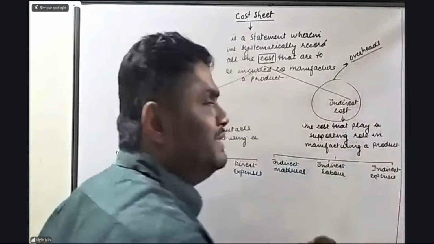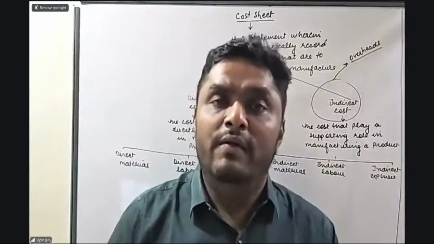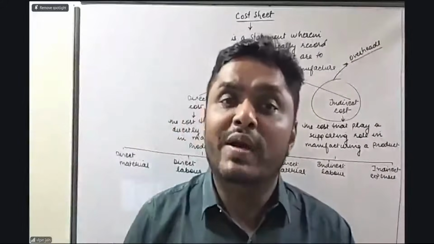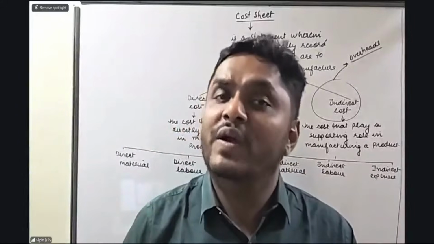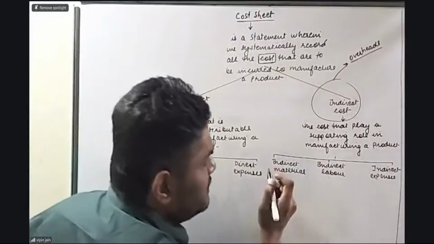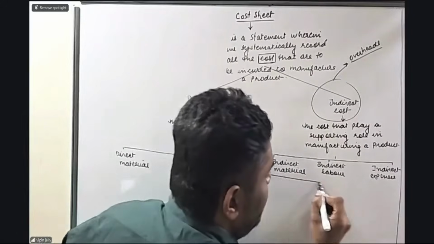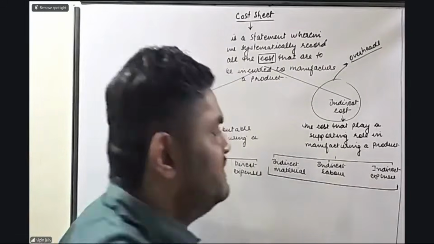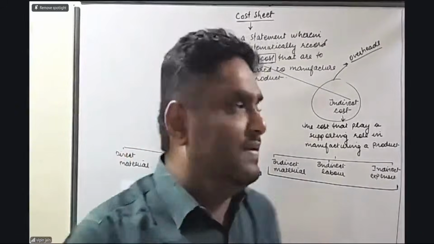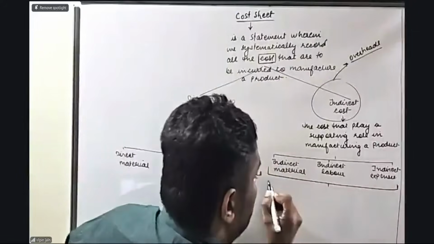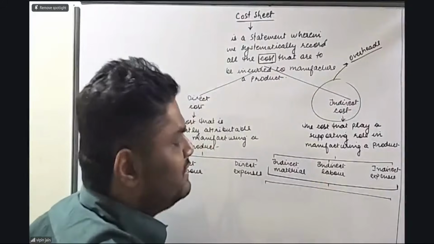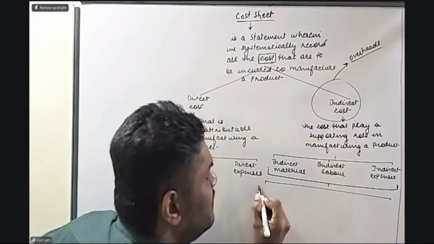When talking about the chapter, what you have learned in the previous sessions, overheads. What is overheads? Basically, the indirect cost is what we call as overheads. Now, this indirect cost, indirect material, indirect labor, indirect expenses. These indirect costs are incurred at three stages.